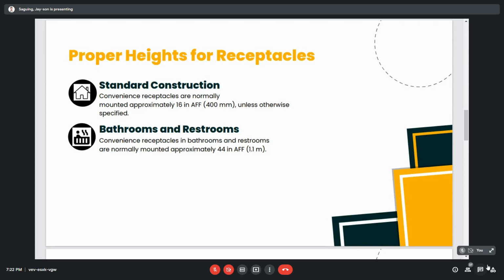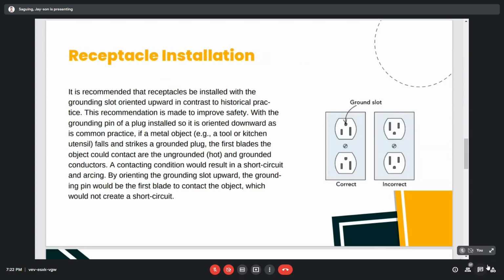So next. Receptacle installation. When installing a receptacle, have you wondered whether the ground slot should be on top or at the bottom? The ground slot should be on top. It's recommended that the receptacles be installed with the grounding slot oriented upward, in contrast to historical practices. This recommendation is made to improve safety compared with a grounding pin installed oriented downward, as is common practice.